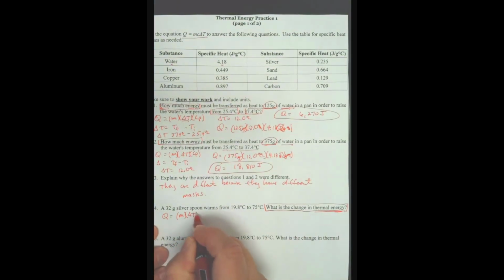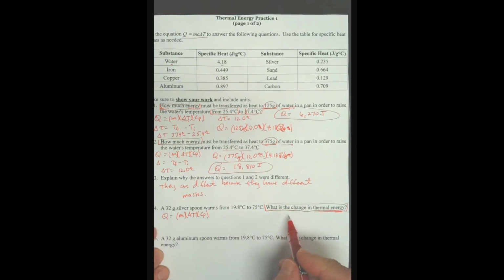Times change in temperature times specific heat. Let's see what we have, because again, that's our next step. We have to go through and figure out what needs to be found in this formula. Do we have mass? Here it is right here.